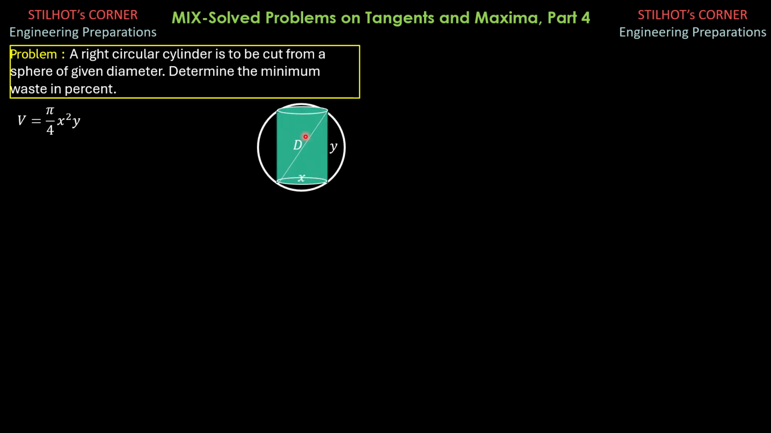the diameter of the sphere is given, so x squared is diameter squared minus y squared. So pi over 4 quantity diameter squared minus y squared times y. So volume is pi over 4 quantity d squared y minus y cubed. So we differentiate this equation with respect to y to maximize the volume of the right circular cylinder. So the derivative of volume with respect to y is pi over 4 quantity d squared minus 3y squared.